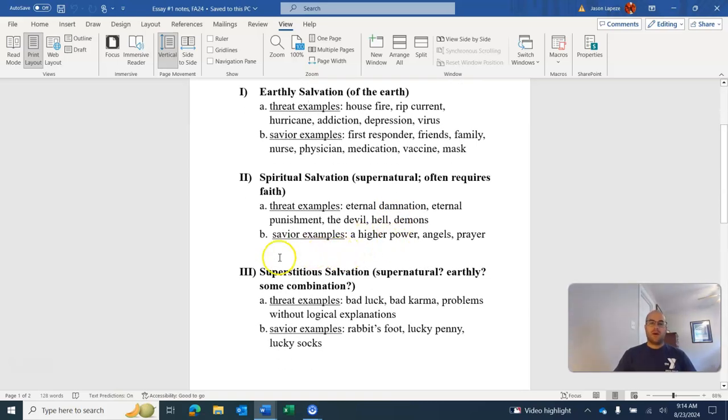And then I ask you in the prompt to consider, where does superstition fall along this spectrum of earthly and spiritual salvation? Where do threats like just bad luck or bad karma, or an issue you have without any logical explanation? You don't know exactly what the threat was or what caused it, but it's a problem. And for saviors, things like a lucky pair of socks or a lucky penny, or a rabbit's foot or a horseshoe. Where do examples like superstitions fall along the earthly and spiritual salvation spectrum? Because as you can tell already, they have sort of a spiritual component.